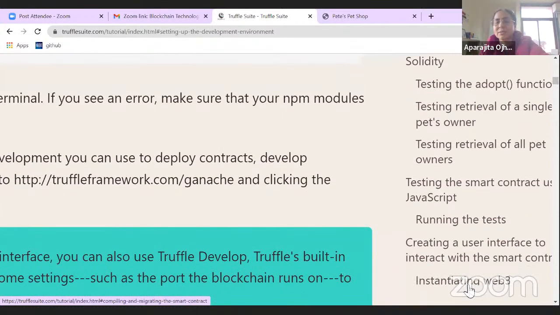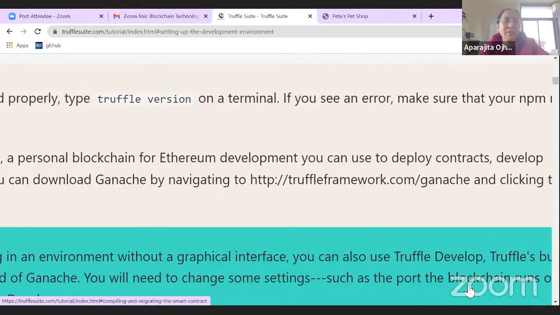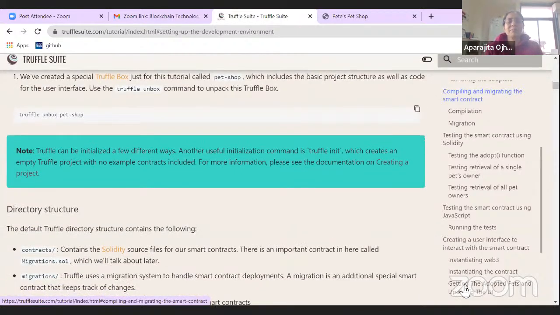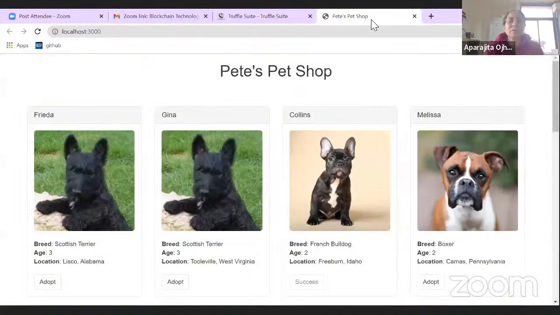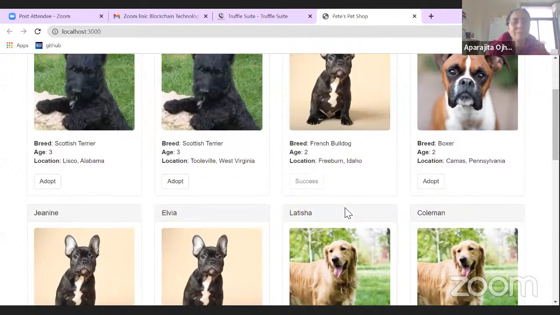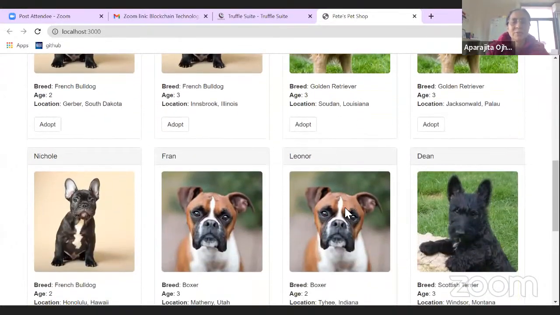All these, if you see on the left-hand side, are very well explained. If you go through these step by step, you will be able to develop the application that I wanted to show you. You can see here, this is an application where pets are there. I hope you can see these pets. Some of them are available for adoption. This one says success, which means this fellow is not available for adoption. So there are 16 such pets, for example.